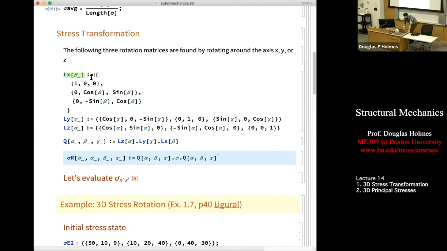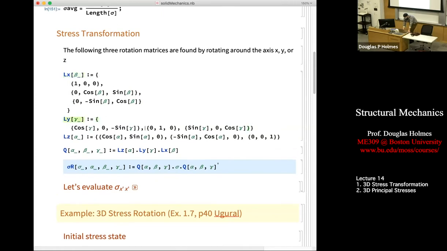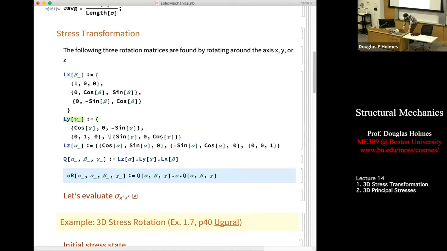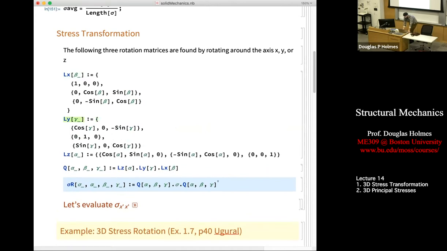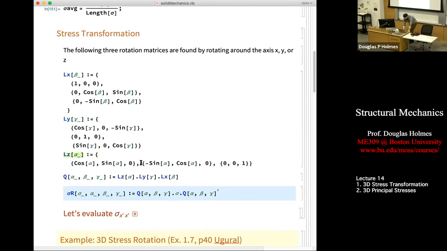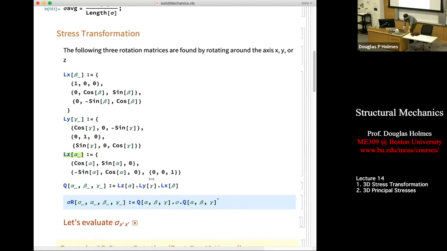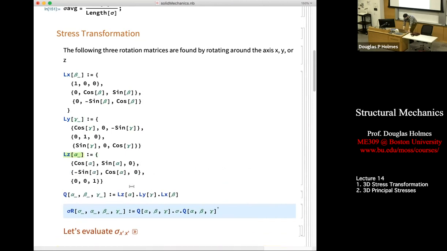So this is your LX of beta, LY of gamma. This is the one we just got. Cos 0 is negative sine. 0, 1, 0, sine, 0, cos. And LZ is the first one we did. This looks just like the standard rotation matrix.